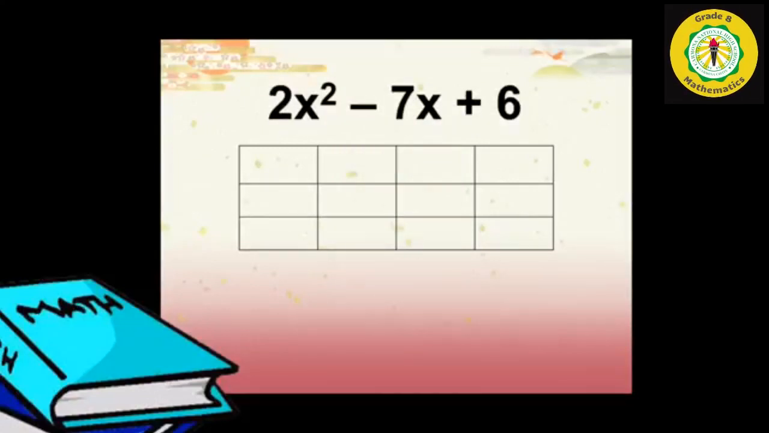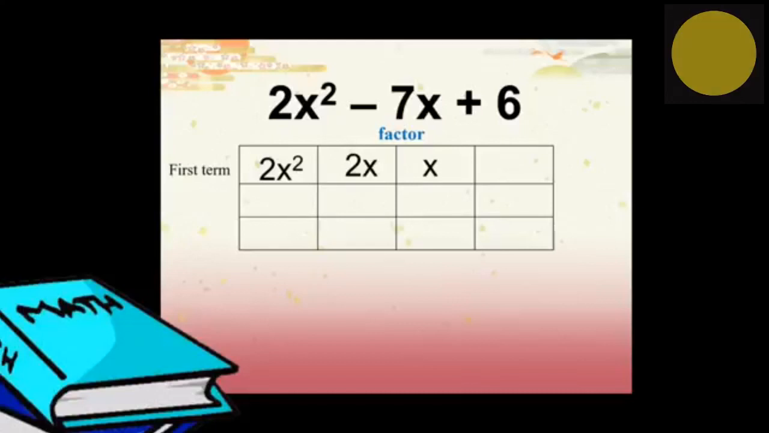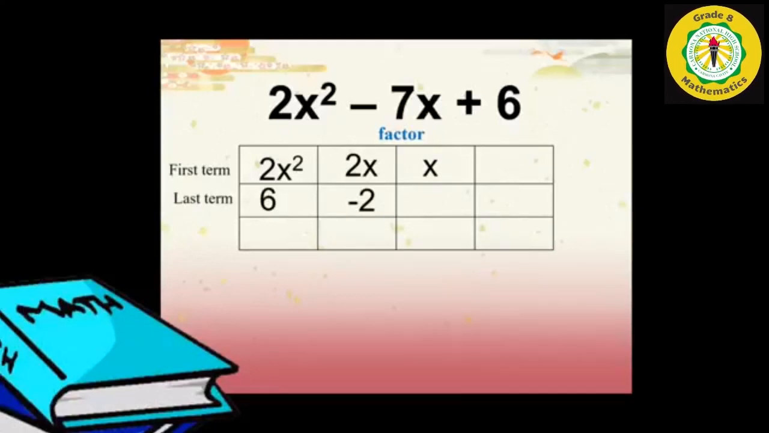Next example, we have 2x squared minus 7x plus 6. First, we need to factor the first term, which is 2x squared. So we have 2x and x. We need to factor the last term, which is 6. We need to consider the numerical coefficient of the middle term, which is negative 7. So we come up with negative 2 and negative 3.